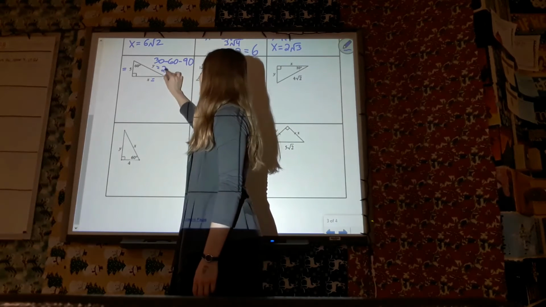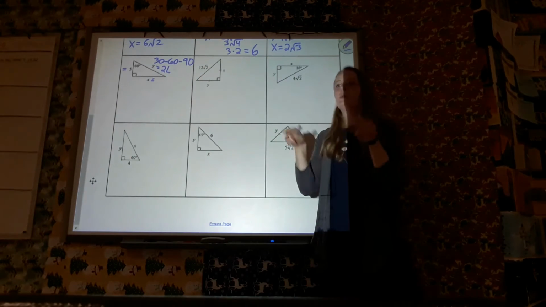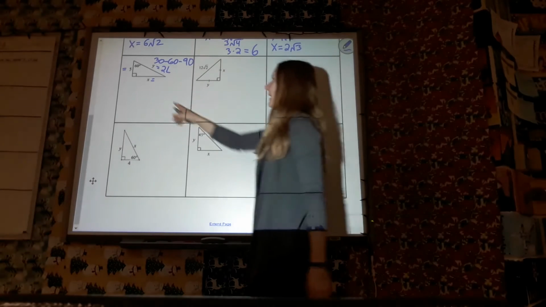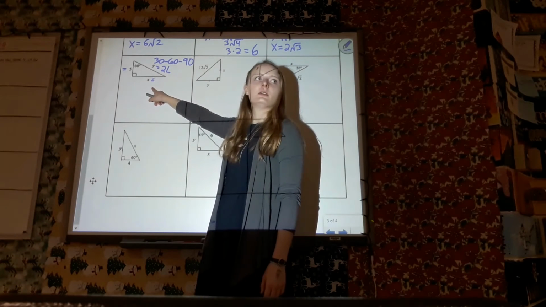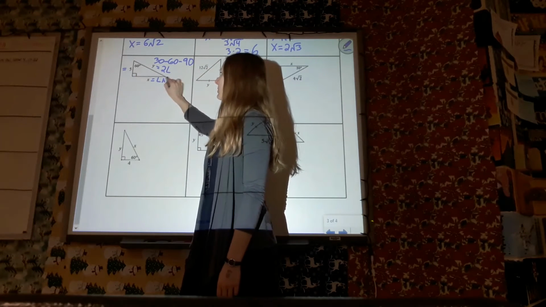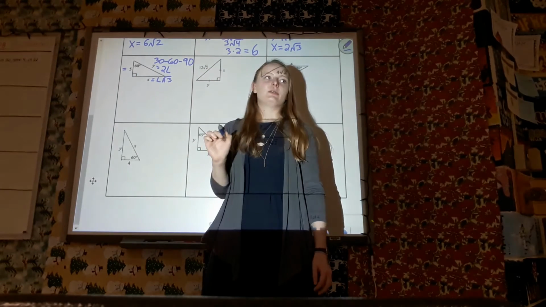2L. Right? We're just going to write in the rule first and then we'll apply the numbers, okay? So the hypotenuse is 2L. What about x? The longest side across from 60. L root 3. And then the shortest side is L.